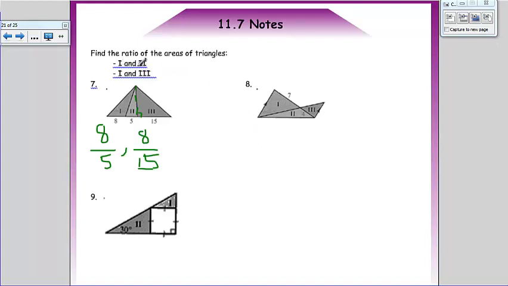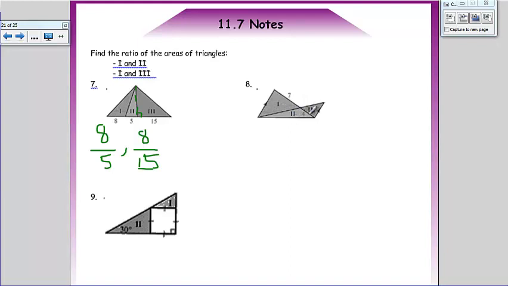When we want to compare 1 to 2, they're not similar. Even though we have some parallel lines here, our alternate interior angles take us into triangle 3, but we don't have two angles in 1 and 2 that are congruent.